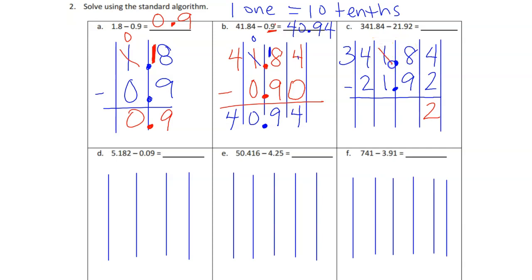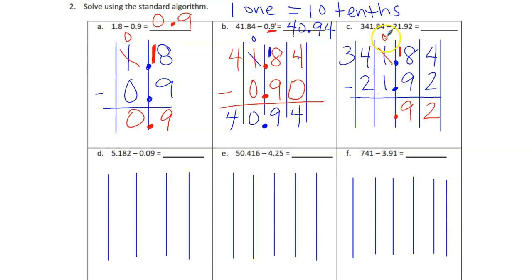I need to rename my 1. So I'm going to take that 1. Now I have 0 ones. That 1 is going to be renamed as 10 tenths. Right? So now we have 18 tenths minus 9 tenths. Gives me 9 tenths. Now I have, in my ones place, 0 ones minus 1.